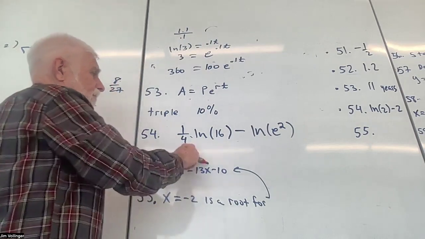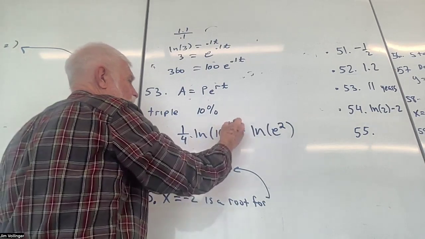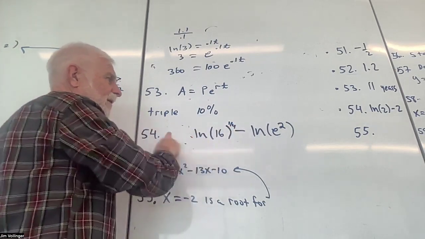All right. 1/4 means the 4th root. That's where the 1/4 times the exponent on top of e is coming from. So I could have moved that here.